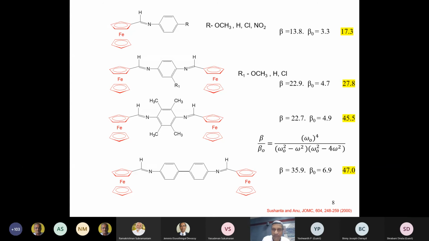At the time, Sushanto Pal in Professor Samuelson's lab and Anu Krishnan in my lab did the work. We published this paper in the Journal of Organometallic Chemistry, and the reason is that we still didn't understand how to correct experimentally for these beta values, and the beta values were not very high. I remember Professor Samuelson was a little bit unhappy, because we wrote this paper with a lot of interesting chemistry and insights given.